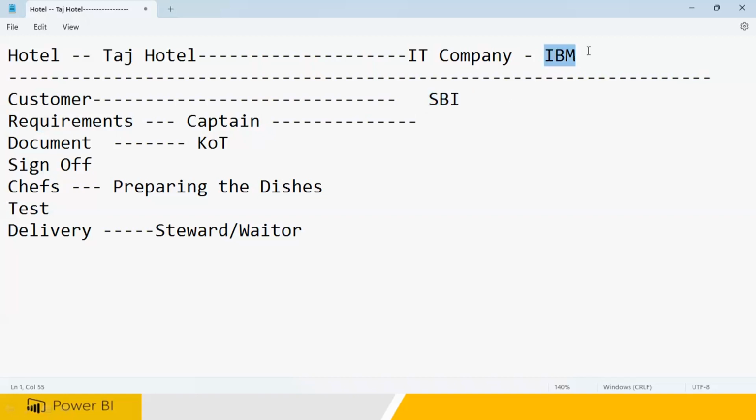So IBM representatives or delegates are going to go, and they will visit the State Bank of India. Either they can go physically, or they can set up an online meeting. However, I'm putting it as an online meeting.